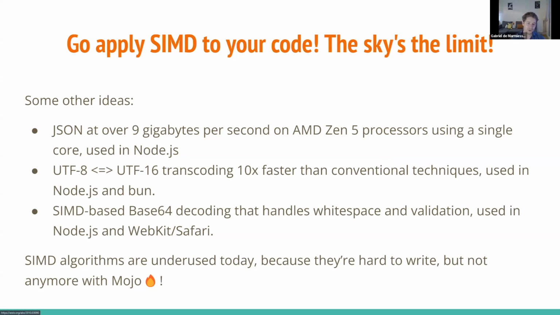You have UTF-8 to UTF-16 transcoding. You have also base64 decoding that handles white space. It's really difficult because you have to remove the white space, and that can seem really difficult. So SIMD algorithms are really underused today, mostly because people relied on the compiler before, and they're hard to write. With Mojo, it makes it pretty easy. So you can give it a try.